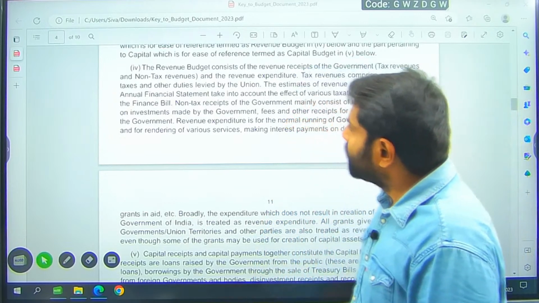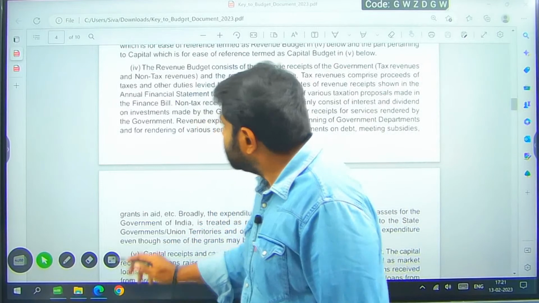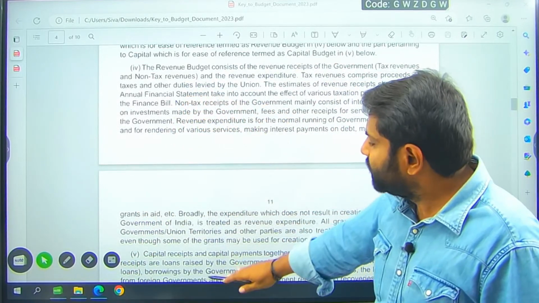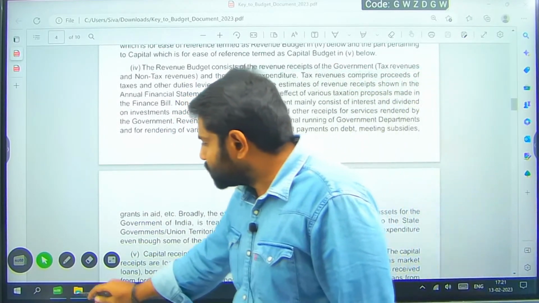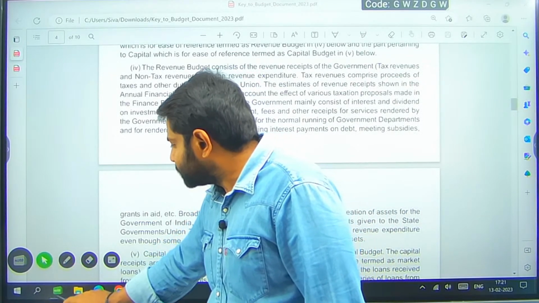Next one, revenue budget. We are having another set here. We are talking about the revenue budget, then capital budget. So this is where most of the students have doubt. We will try to conclude that.